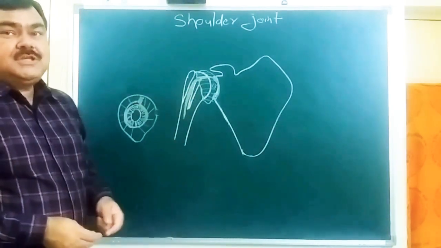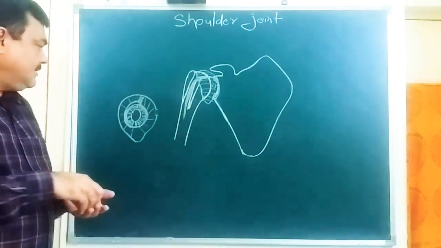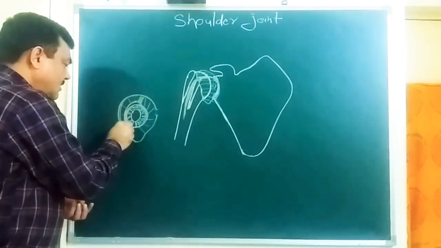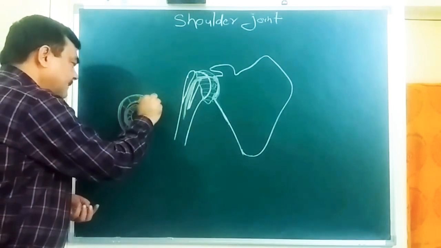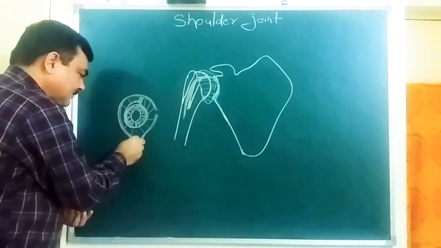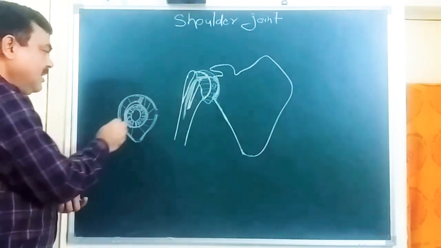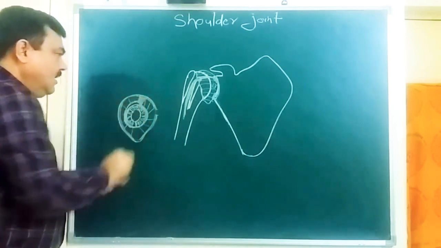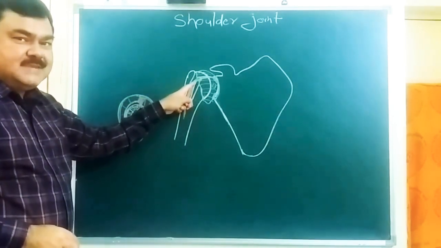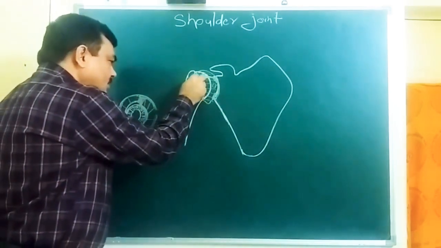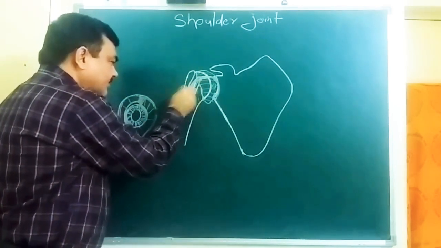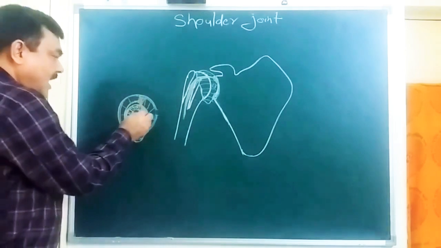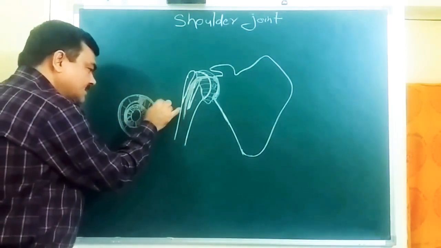And this joint capsule is internally lined by synovial membrane. This synovial membrane forms a tubular sheath around this long head of the biceps, and it extends up to some extent here. Also it communicates with a bursa.